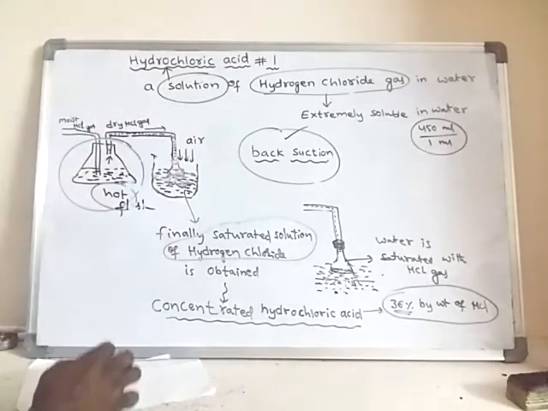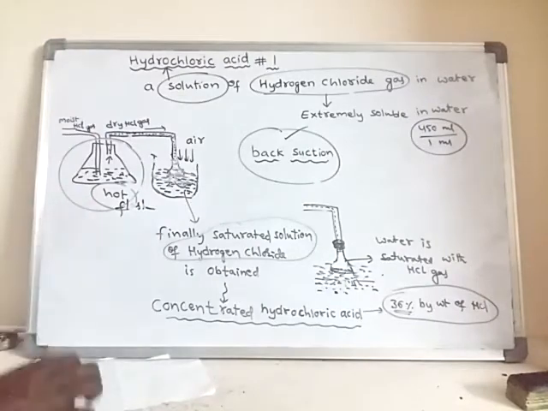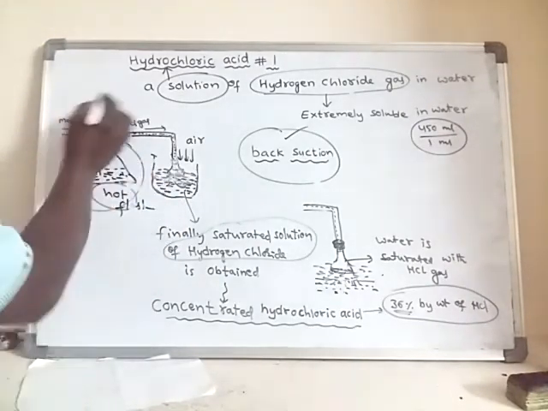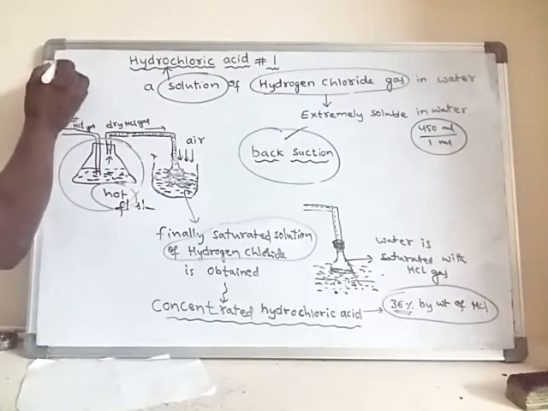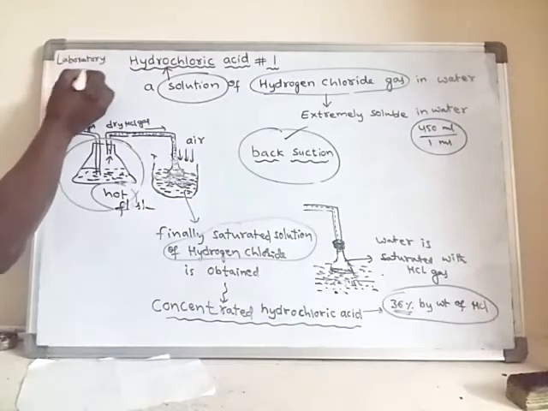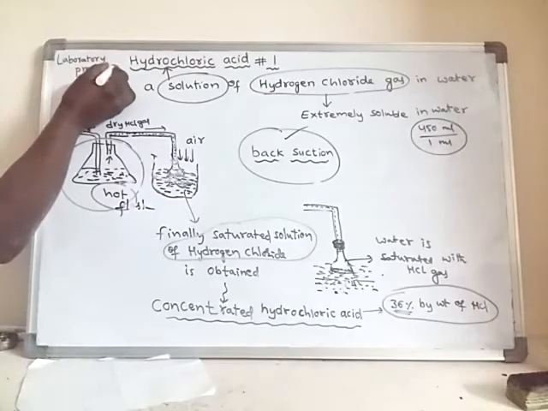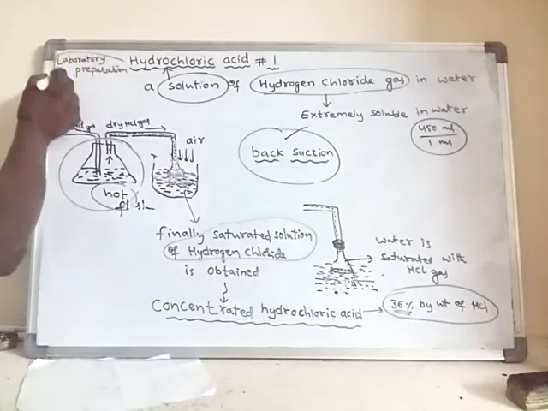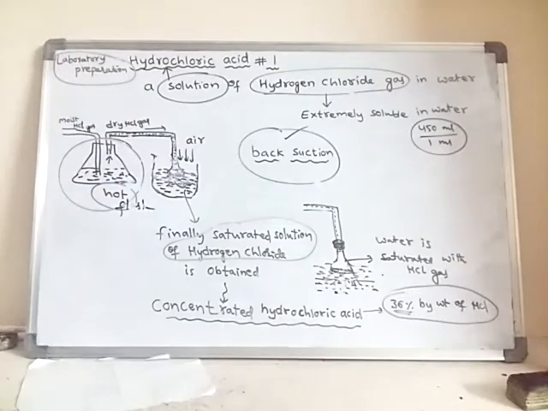So in this way hydrochloric acid can be prepared. This method is called the laboratory preparation of hydrochloric acid.